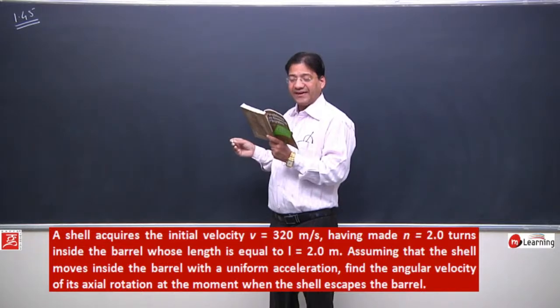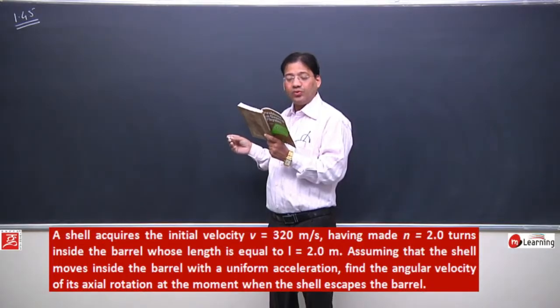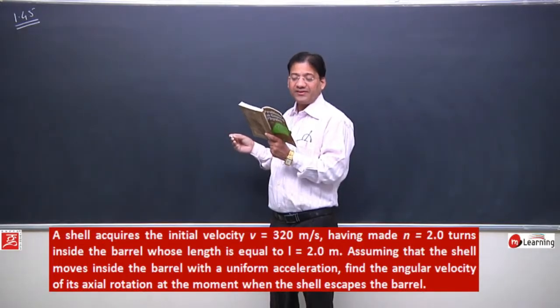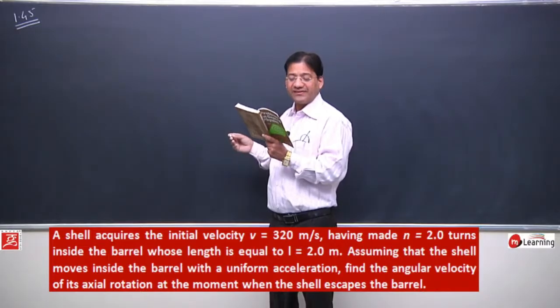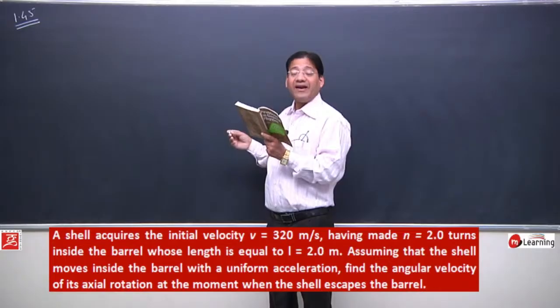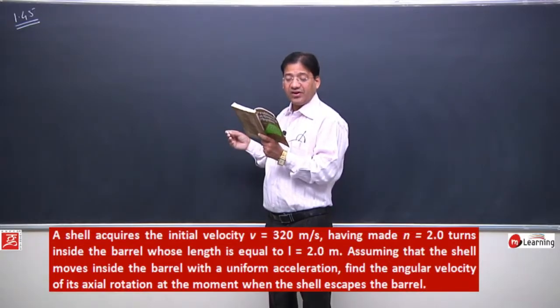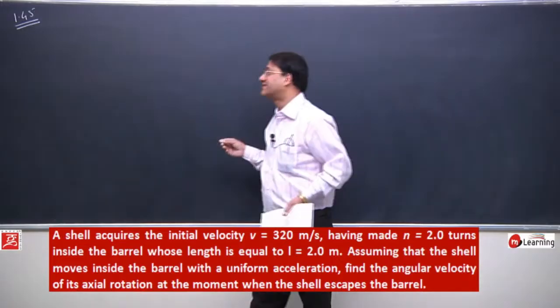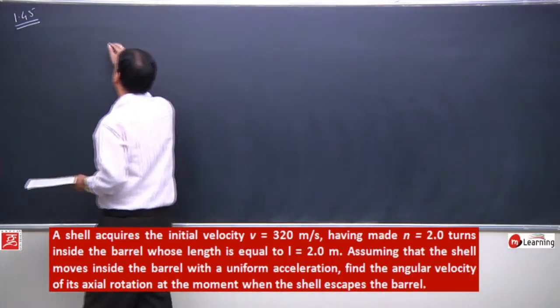20 meters per second, having made 2 turns inside the barrel whose length is equal to L, that is 2 meter, assuming that the shell moves inside the barrel with uniform acceleration. Find the angular velocity of its axial rotation at the moment when the shell escapes the barrel.